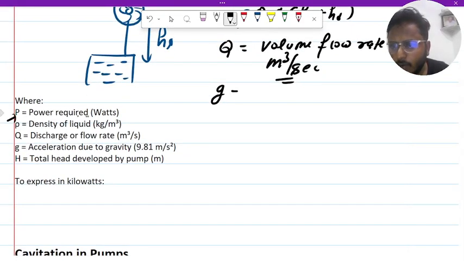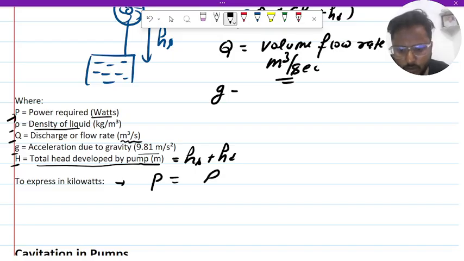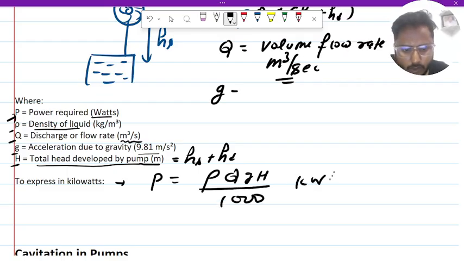That is, this is the power in watts, rho is the density of the liquid in kg per meter cube, Q is the discharge or volume flow rate in meter cube per second, g is the acceleration due to gravity 9.81, and H is the total head developed by the pump, that is equal to HS plus HD. In kilowatts, P equals rho Q g H divided by 1000, so we will get the answer in kilowatts.